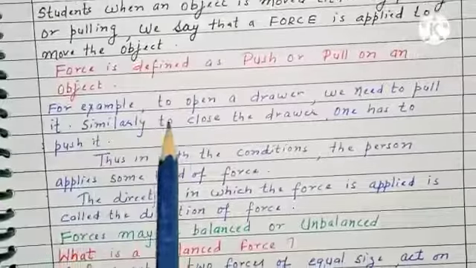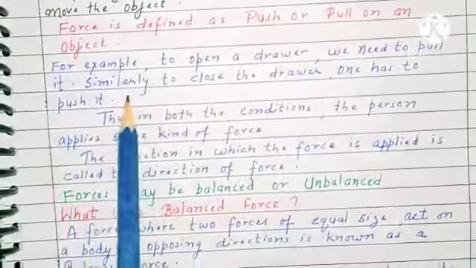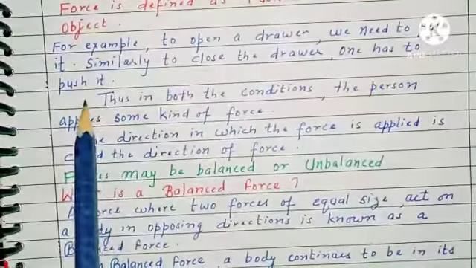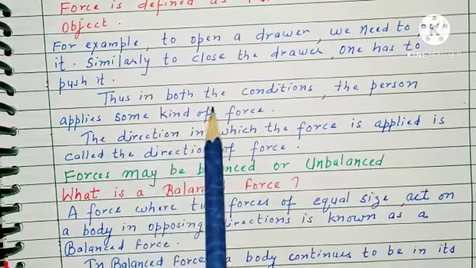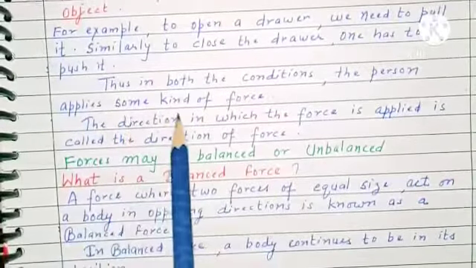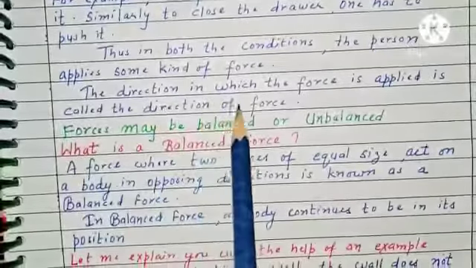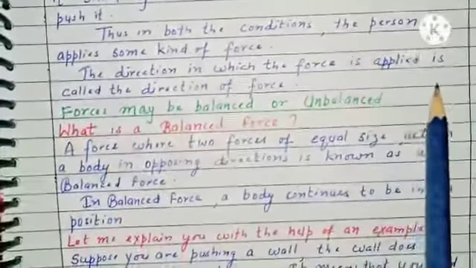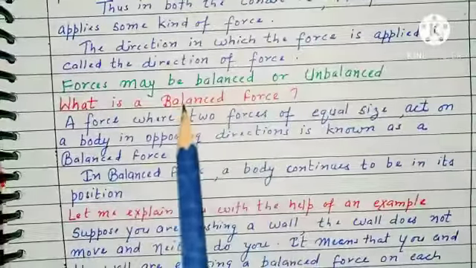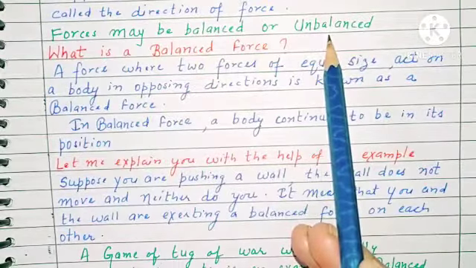For example, to open a drawer, we need to pull it. Similarly, to close the drawer, we need to push it. Thus, in both the conditions, the person applies some kind of force. The direction in which the force is applied is called the direction of force. Forces may be balanced or unbalanced.